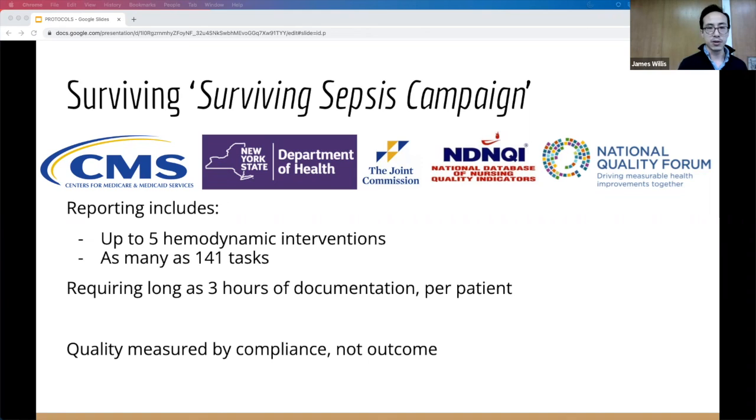There's one study that showed even for a single patient, you have to report at least up to 5 hemodynamic interventions, as many as 141 tasks. It takes as long as 3 hours to do for both physicians and nursing. Any deviation from this pathway, you have to write down your justifications. That's just one of these organizations that requires reporting. There's a Department of Health and all these other ones that are listed here, Joint Commission, whatnot.